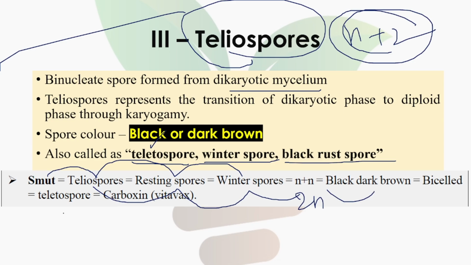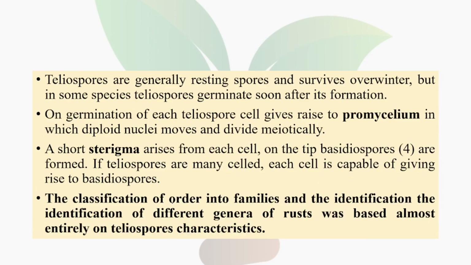They are bicelled, while uredospores are single celled. Oxycarboxin is recommended for rust diseases. Here carboxin is recommended for smut disease. The trade name of carboxin is Vitavax. Teliospores generally represent the resting spores that survive the overwinter, but in some species teliospores germinate soon after formation. There is no difference here, remember. Once this is the teliospore, sometimes they germinate immediately, or sometimes they may go through a resting period.